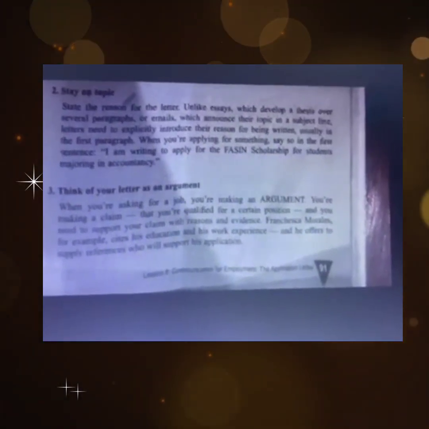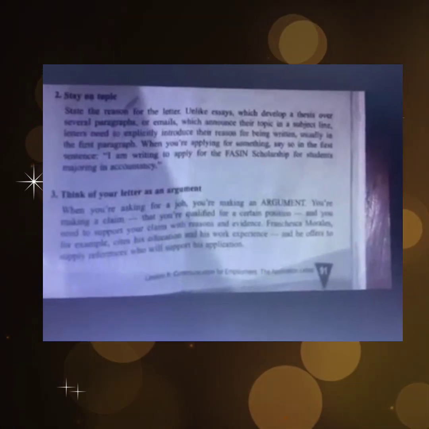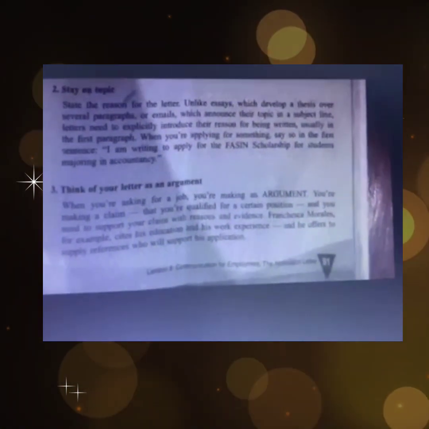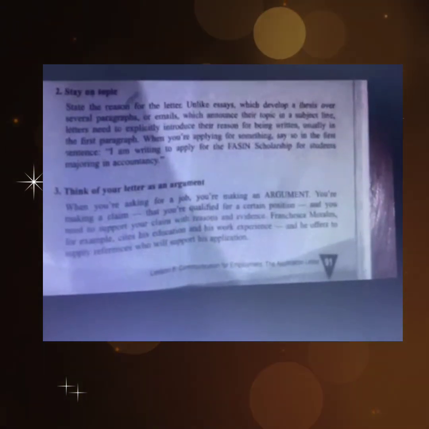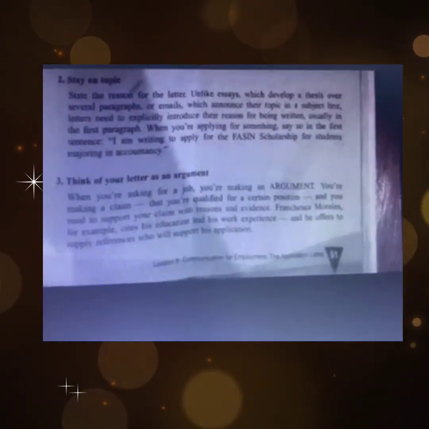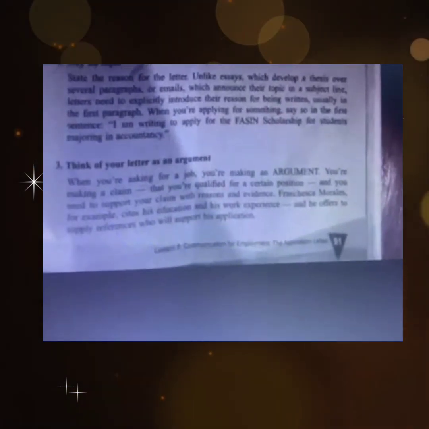Next, think of your letter as an argument. When you're asking for a job, you're making an argument, you're making a claim that you're qualified for a certain position, and you need to support your claim with reasons and evidence. Francesca Morales, for example, cites education and experience, and she offers to supply references.